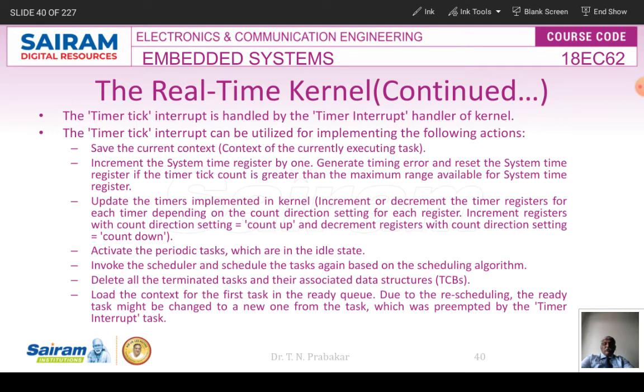Suppose one task is completed, right? Then that task control block and all the related data structures need to be deleted. And load the context for the first task in the ready queue, right? Due to the rescheduling, the ready task might be changed to a new one, which is preempted by the timer interrupt, right? While scheduling as well as rescheduling, the data and the task should be available for the processor at the time. So all these things will be taken care of here.